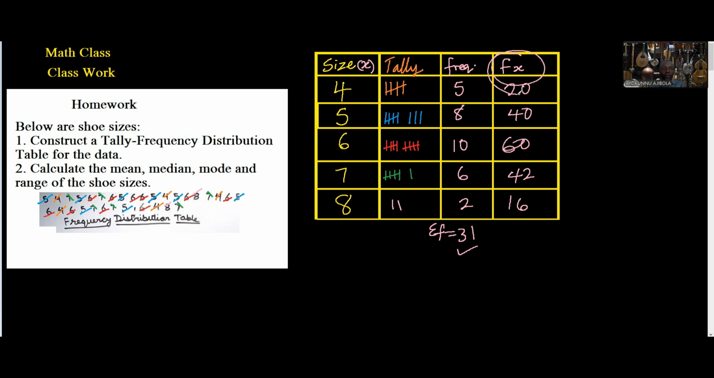This one. Okay, so the size is going to be X and F stands for frequency. That basically means frequency times X. So you have to do 4 times 5 equals 20, and 5 times 8 equals 40, 6 times 10 equals 60, 7 times 6 equals 42, and 8 times 2 equals 16. Okay, very good, very good. So take note of that. You're going to do exactly that in the work I'm going to give you.